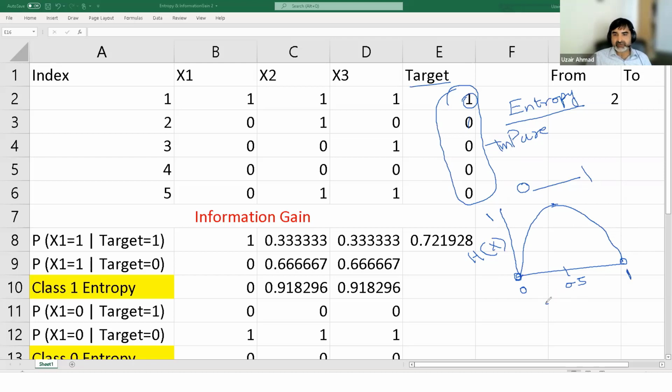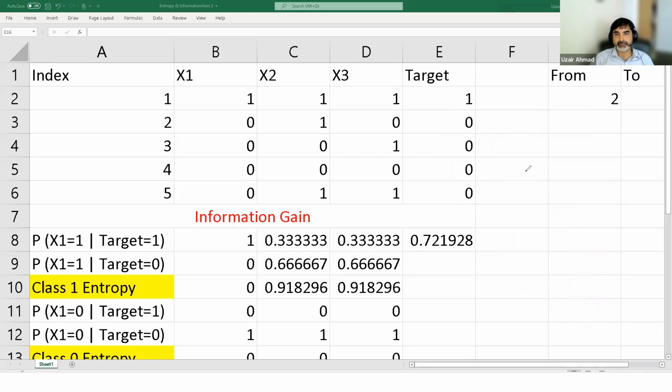On the x-axis, we have the proportion of examples that are positive or negative. When half the examples are negative and half are positive, impurity is maximum. Entropy is maximum. We calculate entropy by adding the probability of every value.